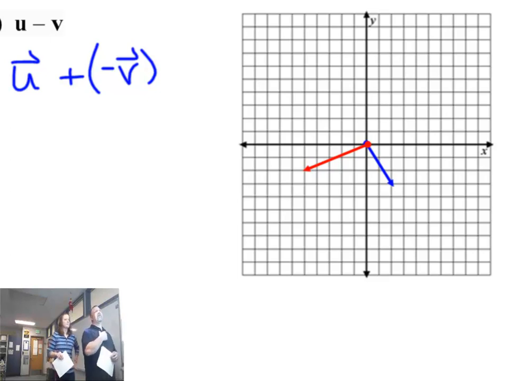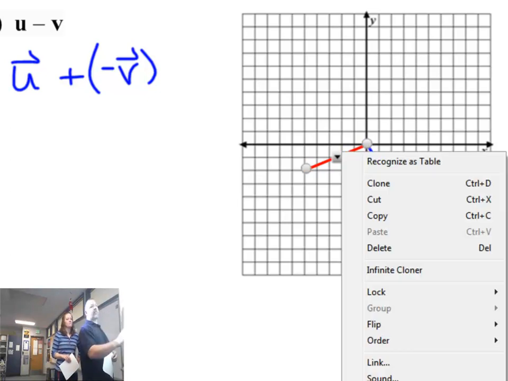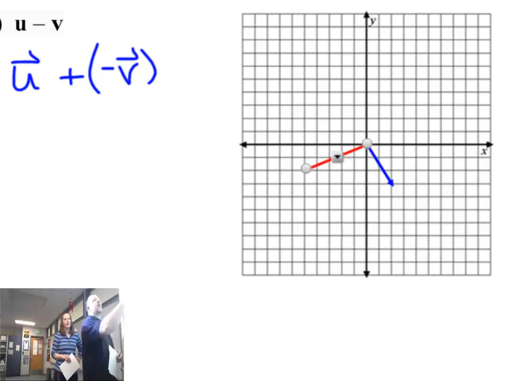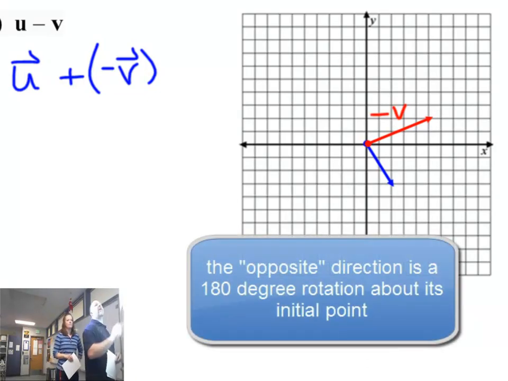So we just need to flip v around. Let's flip it one way and then we'll flip it the other way. I think v is then going this direction now, or minus v. So here's minus v now. It's literally going in the opposite direction.